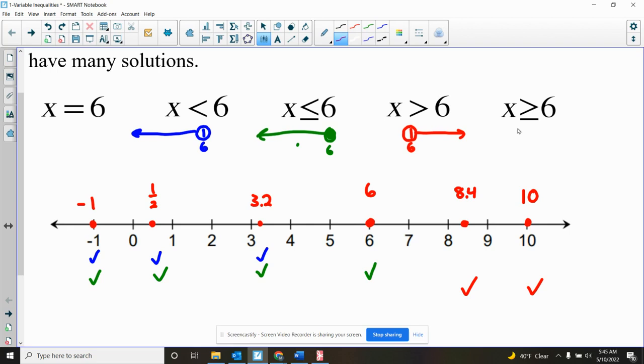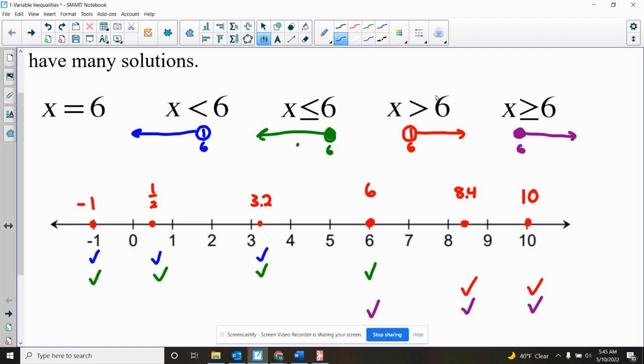And then lastly, let's take a look here at the greater than or equal to in the purple. Is -1 greater than or equal to 6? No, it's less than 6. How about a half? That's also less. 3.2, also less. How about 6? Yes. Because of this equal underneath, 6 is going to count this time. So is 8.4, and so is 10. So this time, the 6 is the boundary, but because of the equal bar underneath, we want to include the 6, so fill in the circle, and all the numbers to the right end up being bigger.